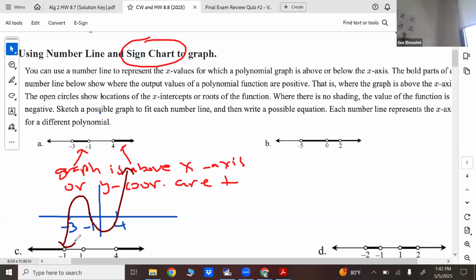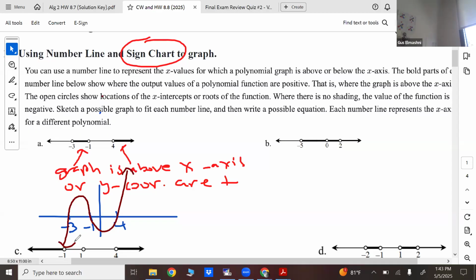The graph is above the x-axis in these portions here, in the shaded portions, or the y coordinates are positive. Okay, so take a look at my graph. Between -3 and -1, see that little portion is above the x-axis. To the right of 4, the graph's above the x-axis. All these y coordinates are positive. When you're below, clearly the y coordinates are negative. So that's how we can translate the sign chart to a graph.